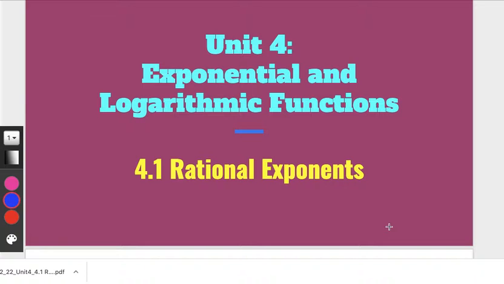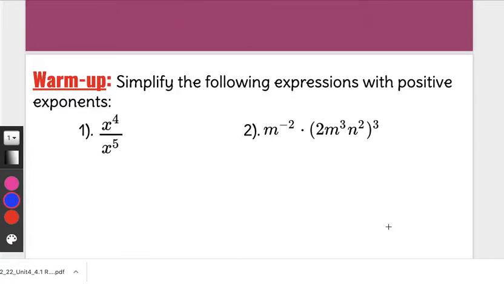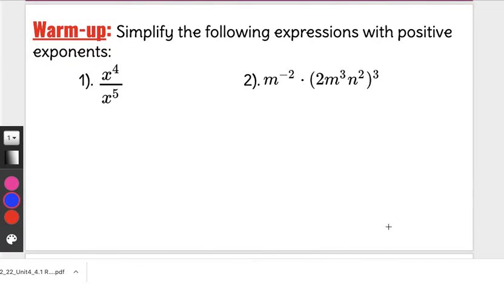Today we are going to move on to a new unit. In this unit, we are going to explore two new functions. So the first lesson, we're actually going to learn something about exponents. Some of you already know what exponents are, but today we are going to explore a slightly different kind of exponents, which is called rational exponents. Before the lesson, let's do a quick warm-up. We are going to simplify the following expressions, and our goal is to have positive exponents.